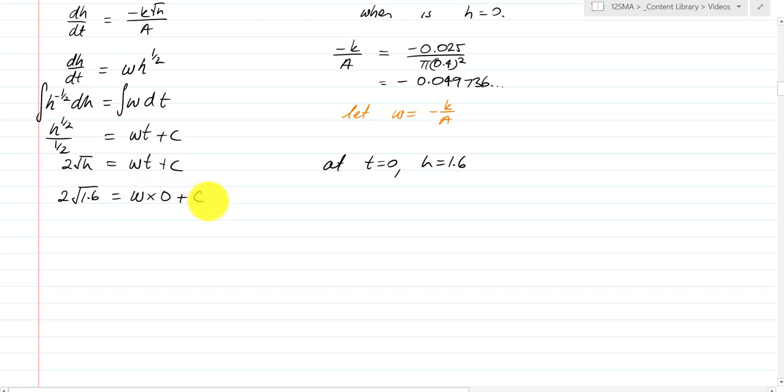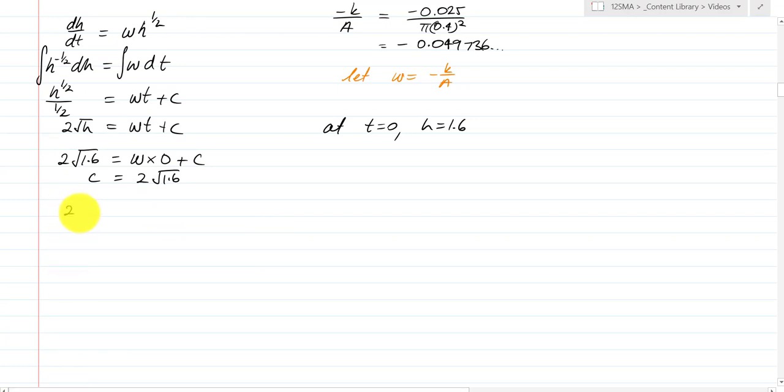Now the square root of 1.6 is not going to be an overly happy number, so I'll just grab my calculator and get that out, but I might end up leaving it as the square root of 1.6 because that will be a nicer number to deal with. So yeah, it's not a nice number, 1.2649. I'm just going to leave it as the square root of 1.6. C is equal to 2 times the square root of 1.6. And now I've got this: 2 root h is equal to wt plus c, but c is equal to 2 times the square root of 1.6, and I know w.